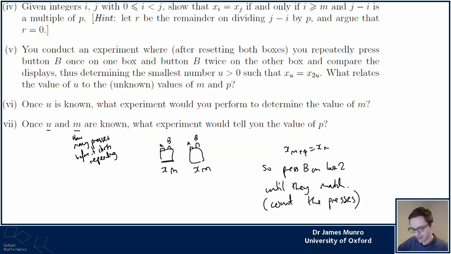Okay, so this experiment is much simpler, because now we know XM, so we're in a good position. We can get both boxes to XM, and now start watching one of them go. After that, we know that it's going to repeat, because XM is the first number that repeats. The question is just how long it takes before it repeats. So get both of them ready, and then send one of them around the loop, and wait to see when it comes back. Okay, that's question 7. And that's the end of Maths 2019.